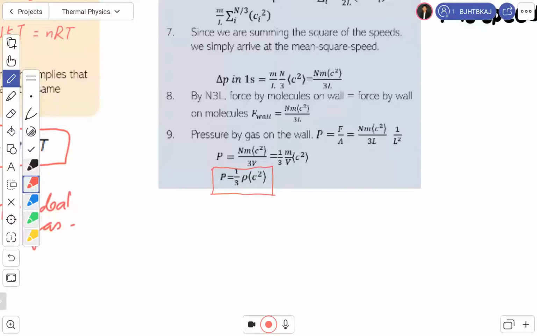And if you understand pressure as force divided by area, the more molecules per unit volume you have within a particular system, the more frequently they collide. The more frequently they collide, the greater the force they will exert on the wall. Hence, the larger the pressure.